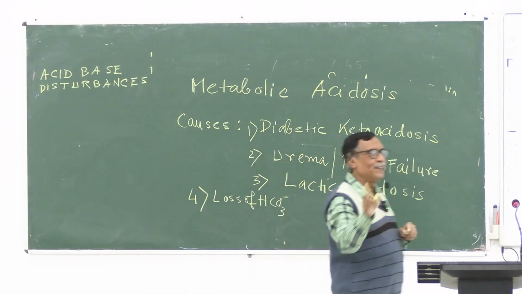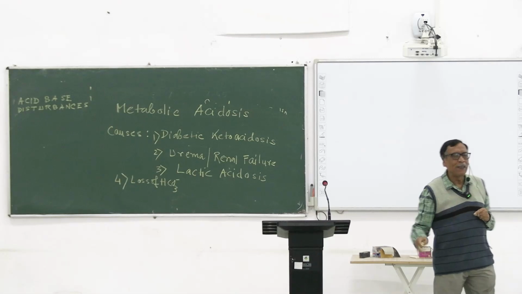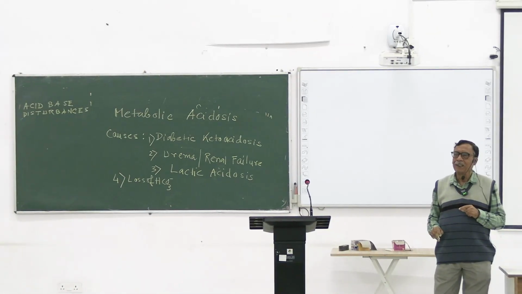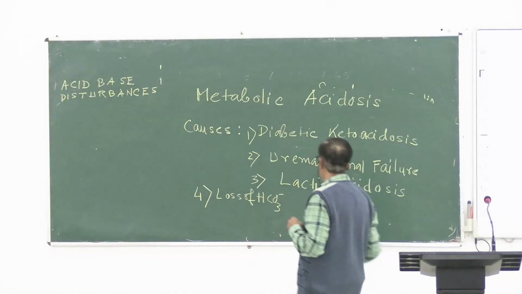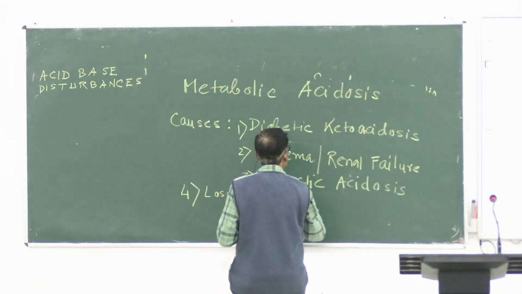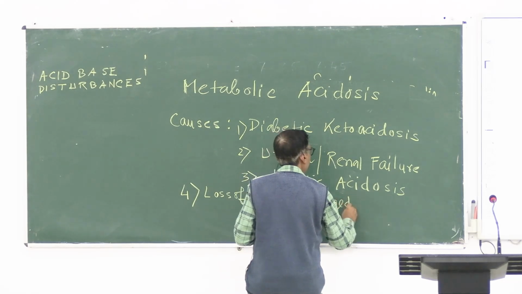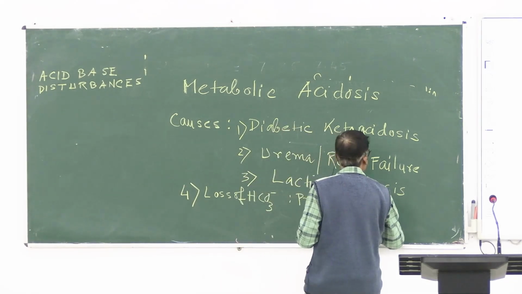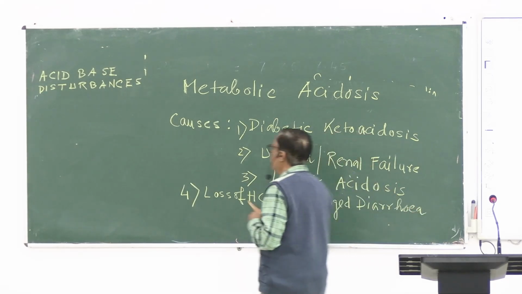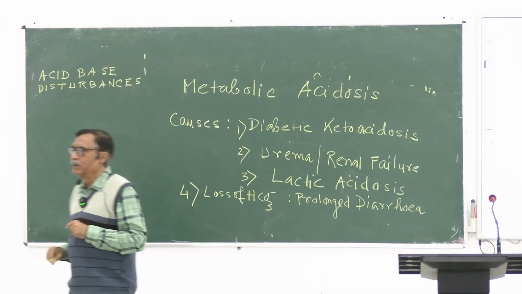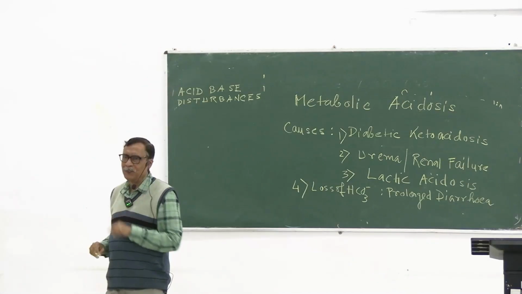In metabolic acidosis, there is a primary decrease of bicarbonate, and it can occur due to loss of bicarbonate. Loss of bicarbonate occurs through the stool in prolonged diarrhea. There will be loss of bicarbonate, giving rise to decreased bicarbonate and metabolic acidosis.